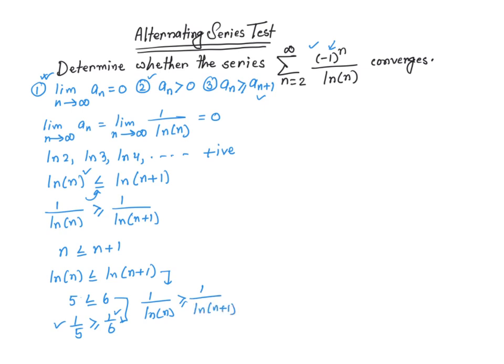So all these three conditions have been satisfied, okay? Condition 1, condition 2, and condition 3, all three have been satisfied for this series. Therefore, by the alternating series test, this series converges. I hope that this discussion was helpful.